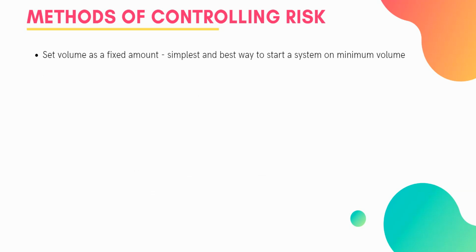And then you've got to set your volume. Once you've got your stop loss, you've got to set your volume. Now, like I said before about fixed stop losses, setting a fixed amount for your volume is the simplest way, and I would definitely say it's the best way to start a system.